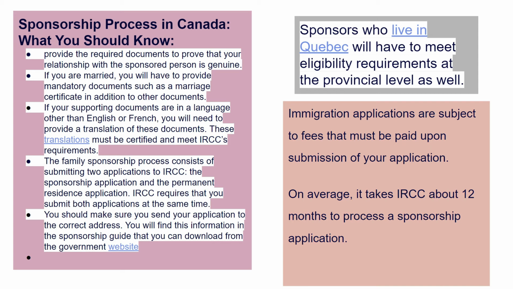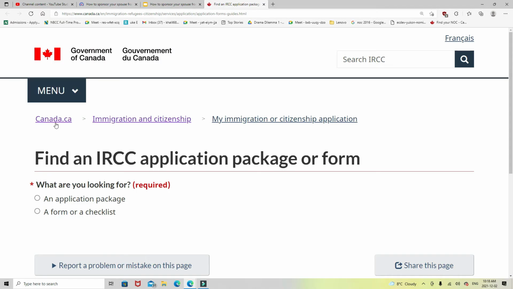The family sponsorship process consists of submitting 2 applications to IRCC: the sponsorship application and the permanent residence application, guys. IRCC requires that you submit both applications at the same time. Make sure you send your application to the correct address. On canada.ca, find an IRCC application package or form. On the application pages, what are you looking for? An application package, a form or checklist.